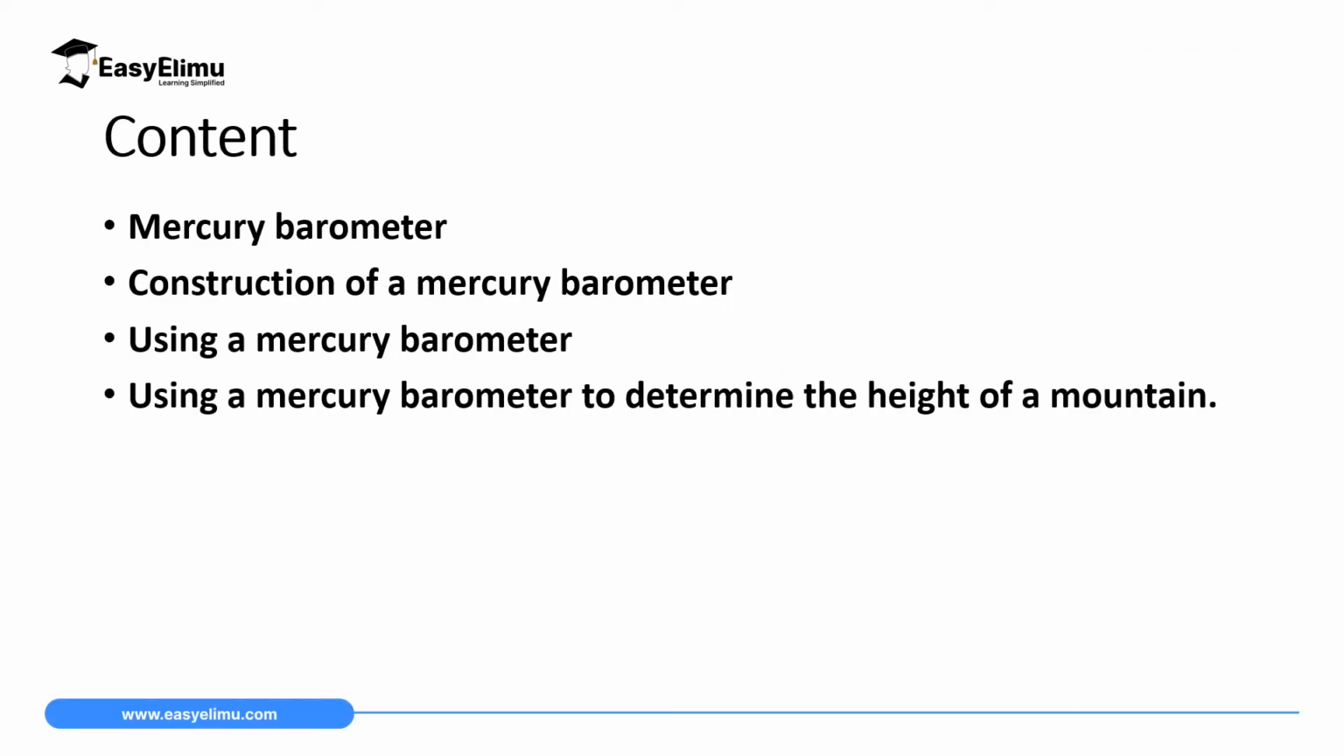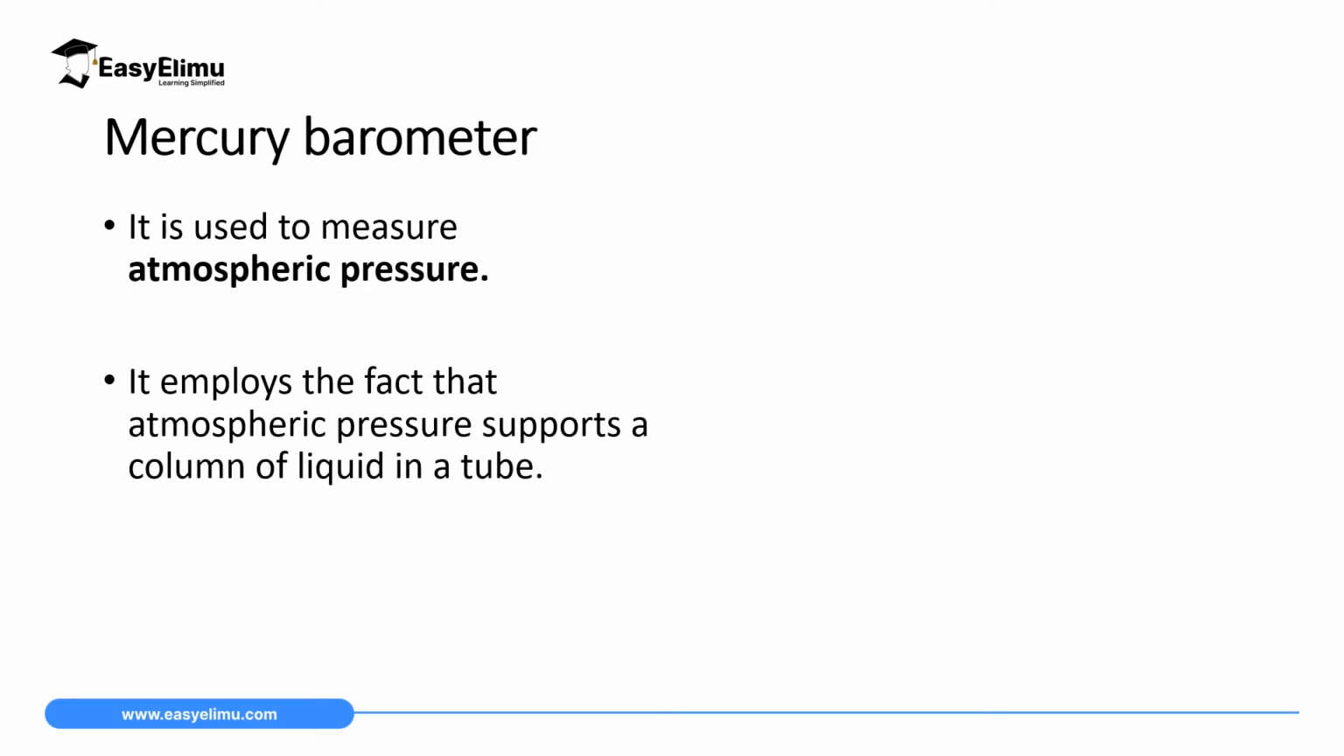By the end of this lesson, I expect you to be able to describe what a mercury barometer is, then construct and use a mercury barometer, and then finally use a mercury barometer to determine the height of a mountain. Now, what is a mercury barometer? A mercury barometer is an instrument which is used to measure atmospheric pressure.